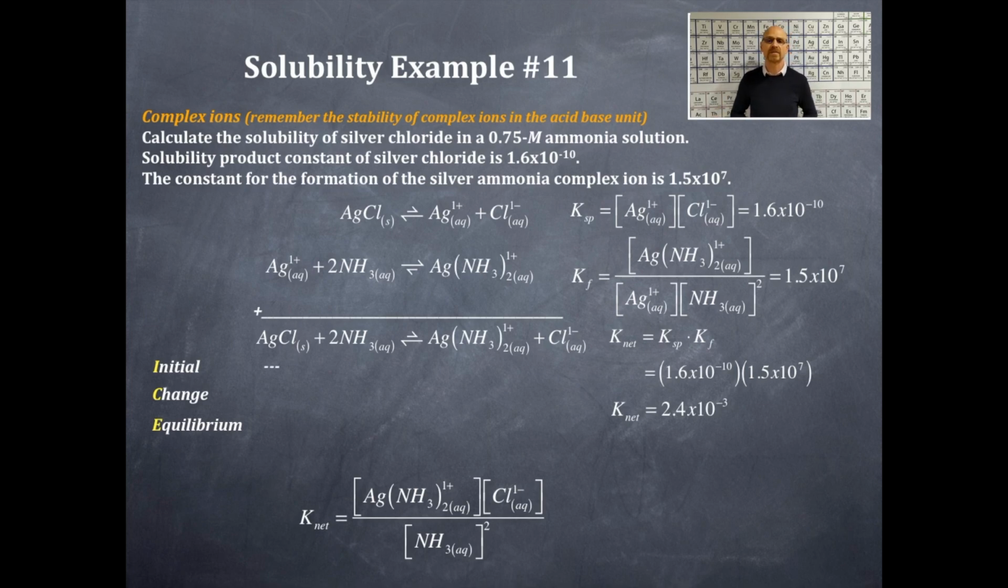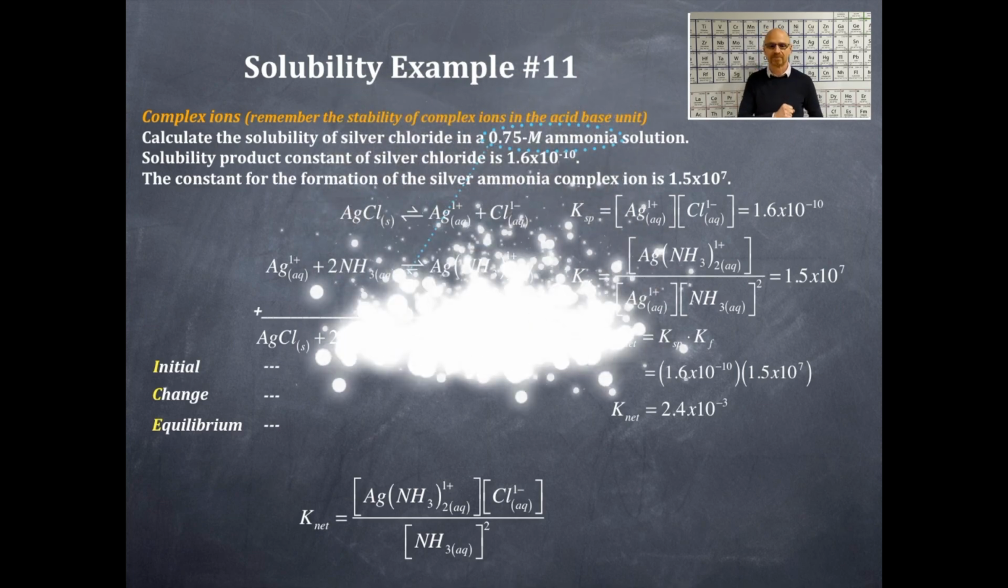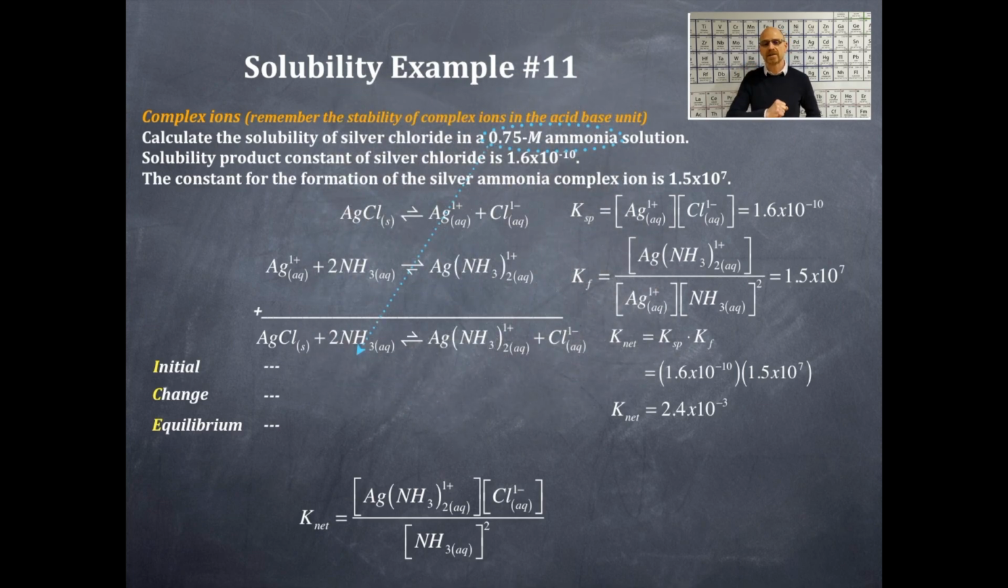So let's come up with these values here in our ice table. Remember, solids are not included for anything. The initial here for the ammonia is in right here. Okay, and that was given at 0.75 molar.